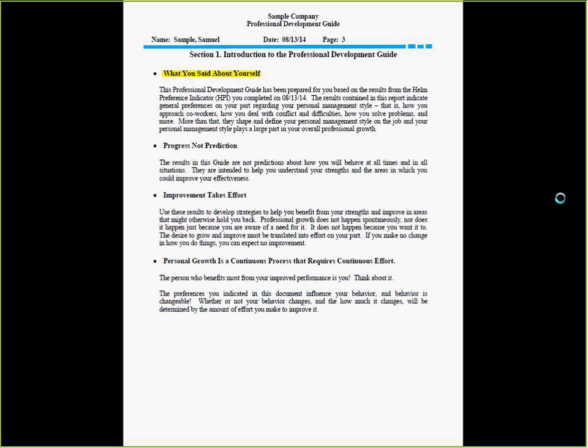The report contains feedback about what the person said about their preferences on the questionnaires. The report is not about predicting how the person will always behave. It's about how to improve professional effectiveness. The purpose of the PDG is to show the employee how a commitment to professional growth benefits him or her most of all.